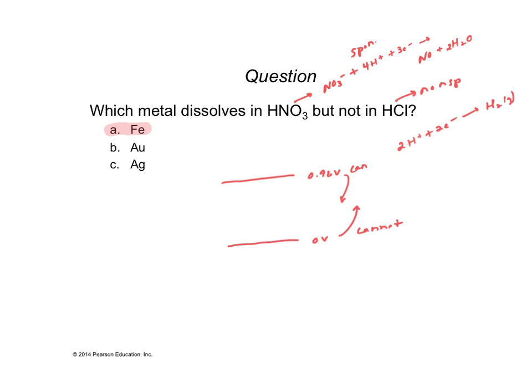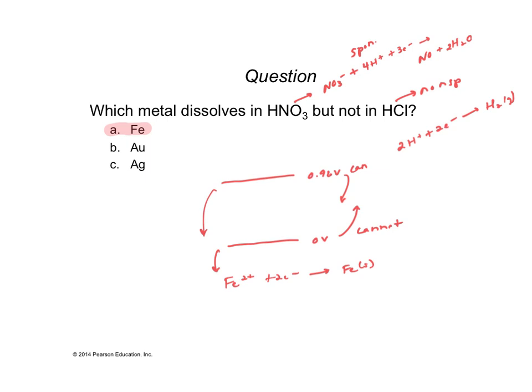If we look at the potential of solid iron on the table, we'll find that there are a couple of different ones, iron 2+ and iron 3+, but we'll just say Fe2+ plus 2 electrons. All of them lie below both the standard hydrogen electrode as well as that nitrate reduction. So iron can be oxidized by both HCl as well as HNO3.